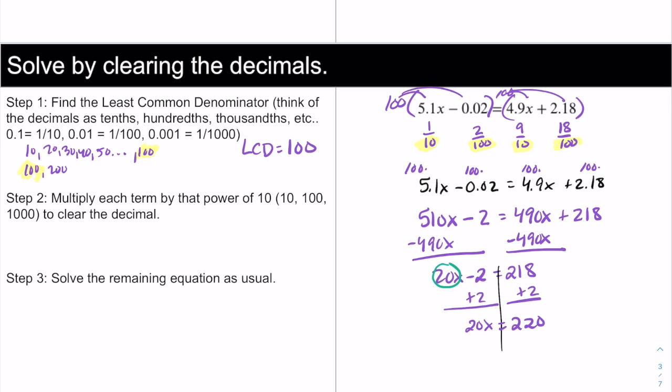20x is 20 times x. To undo multiplication, we're going to divide both sides by 20, so x is 11. That is what it looks like when we clear the decimals.